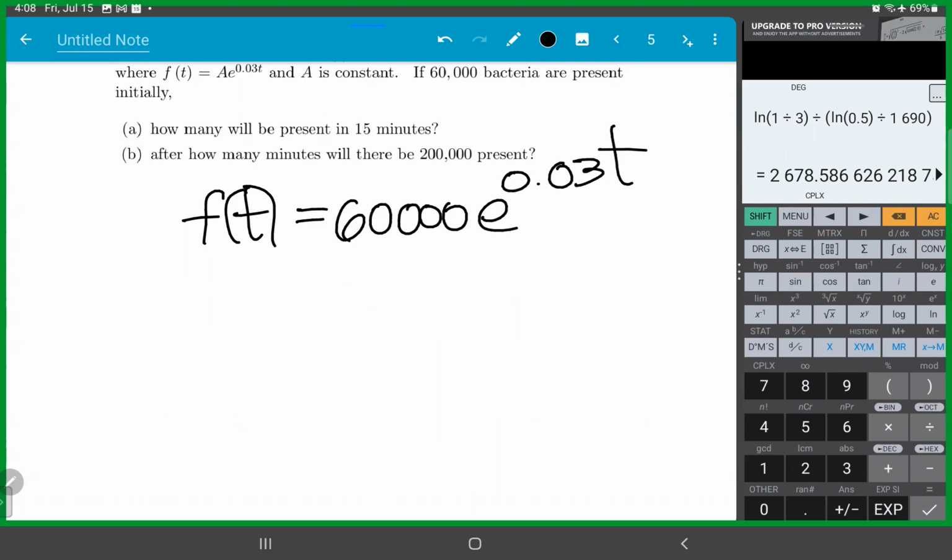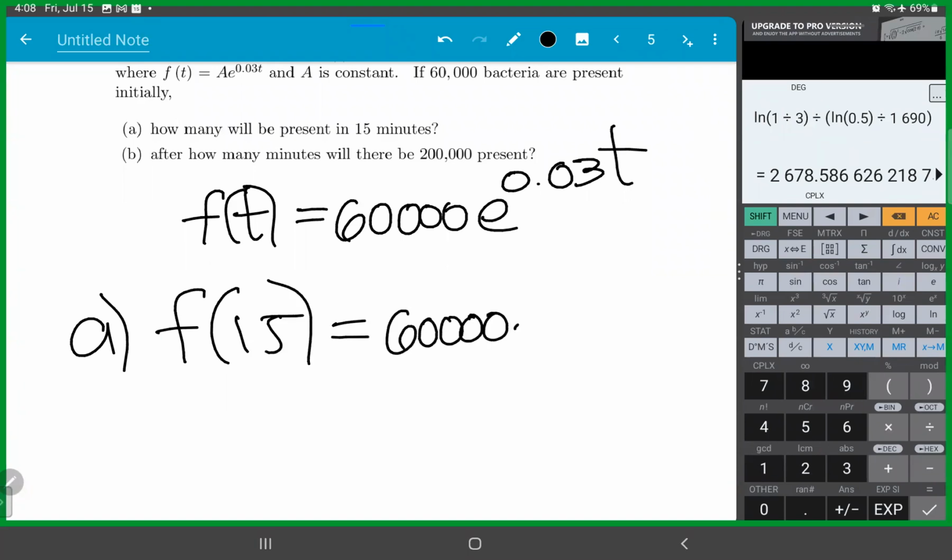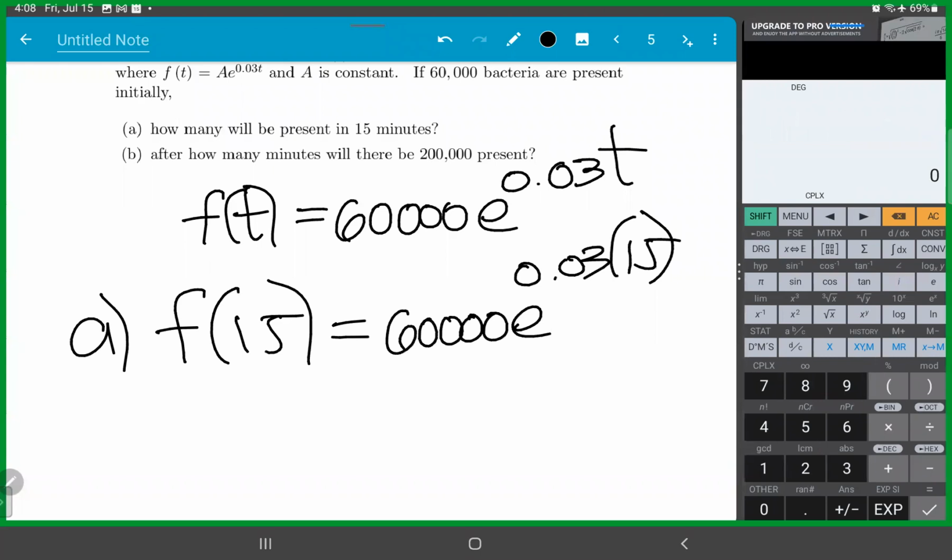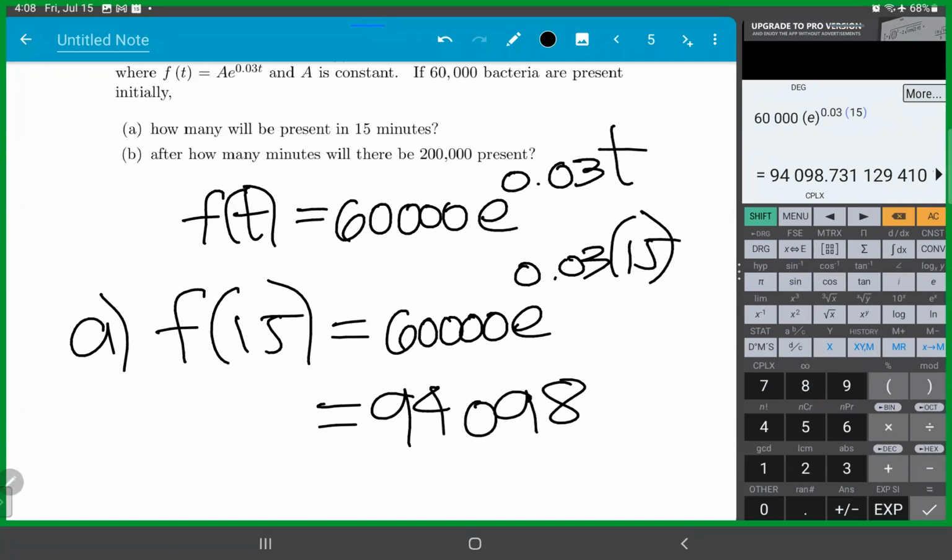And then there, just plug in for letter A, 15 minutes. And use your calculator. Okay, 94,098.7. So, gawin kong 98 kasi yung 0.7, hindi pa buo yun, di ba?